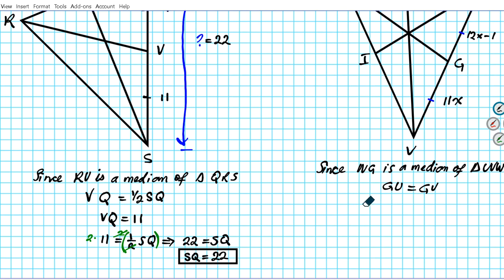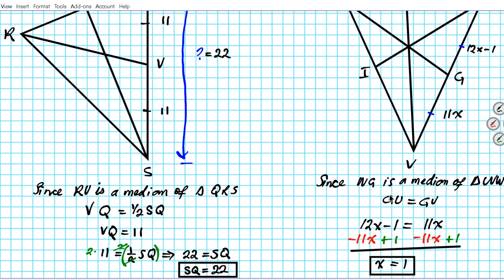Okay, so we substitute, we're going to have 12x minus 1, that's the measure of GU, equals 11x, which is the measure of GV. Okay, so let's get x isolated. I need the variables on the left, so I'll subtract 11x from both sides, flexing our algebra muscles right now. And then I need the constant on the right side, so use the inverse operation, add 1 to both sides. When you combine the equation downwards, you are going to get x is equal to 1. Ladies and gentlemen, that is the solution to question number 4.